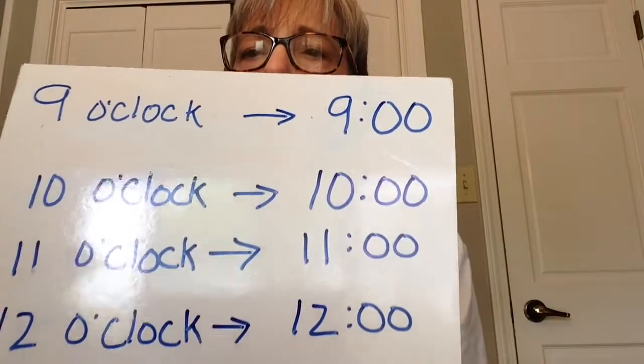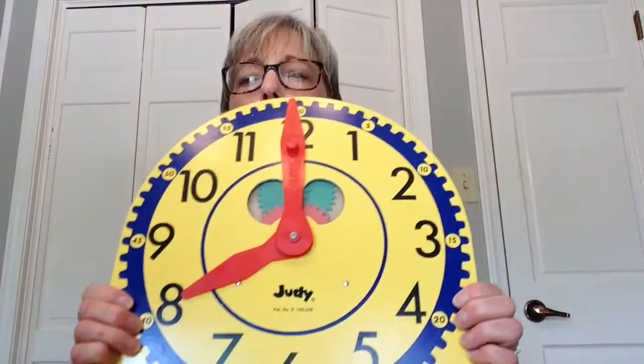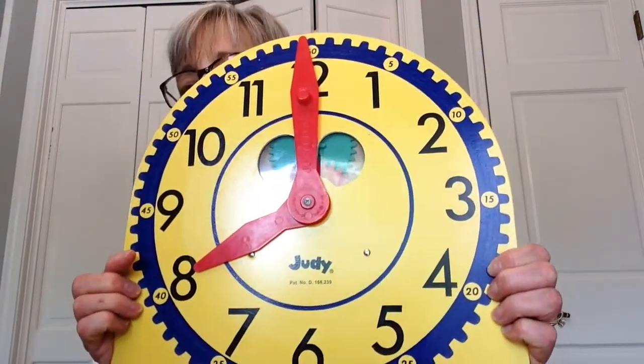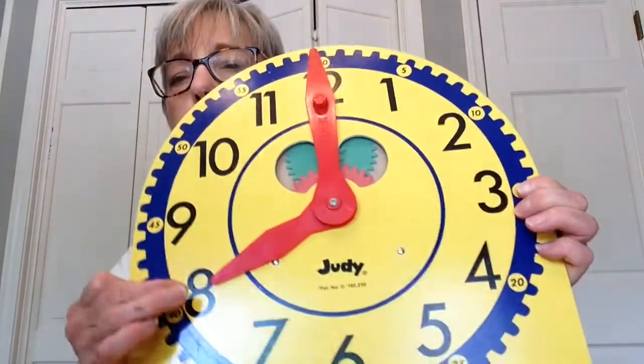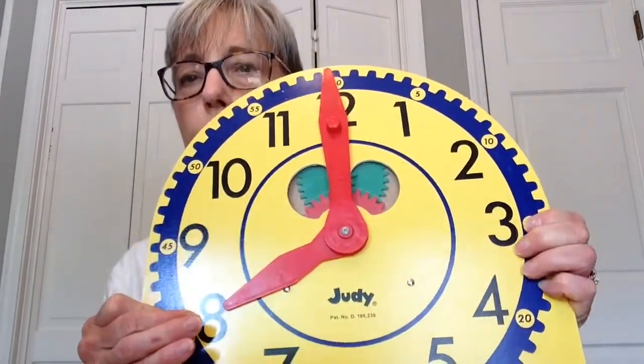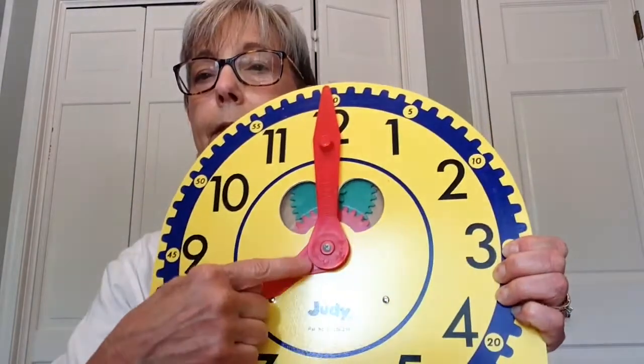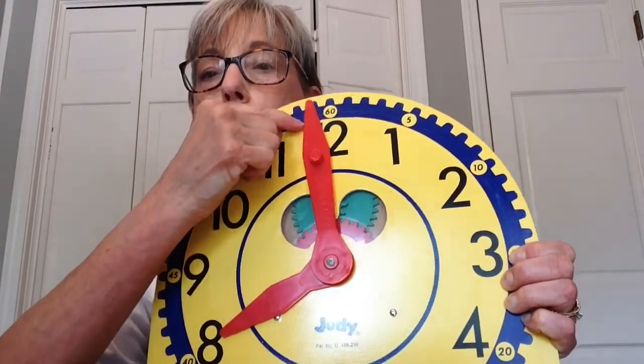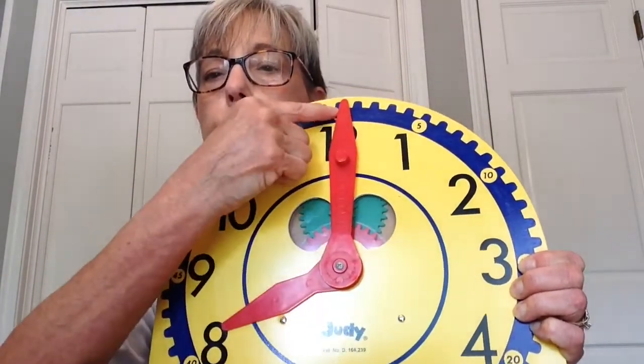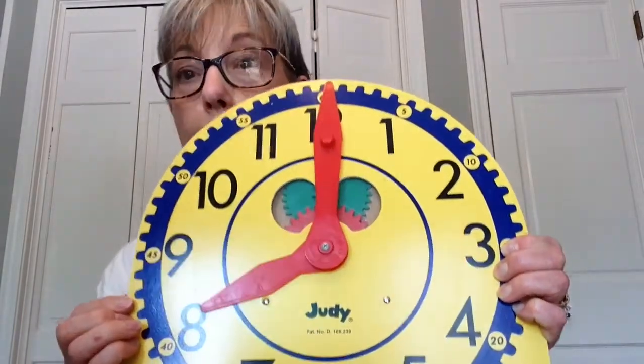Well, now the question is, how would I make those on my clock? How would I make it look like it says 9 o'clock? Well, that's a question. Let's see. I'm going to show you my big old clock. I wonder what time it says right there. Does it say 9? No, it doesn't, because the little hand is pointing to the 8. So right now what it's saying is 8 o'clock, because the tall hand, the long hand, is on the 12. So right now my clock is saying 8 o'clock.